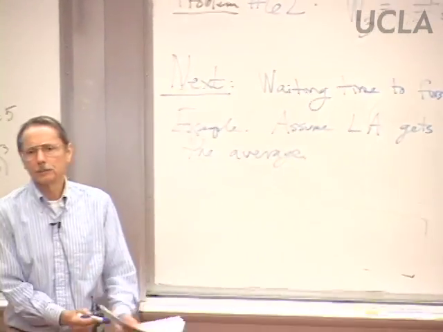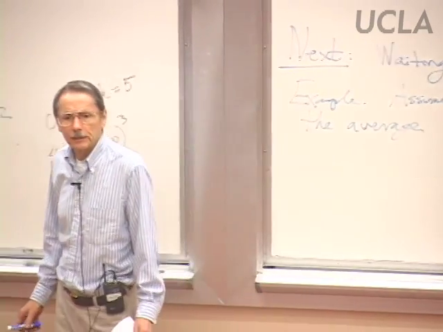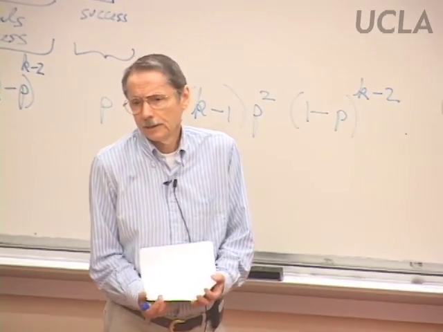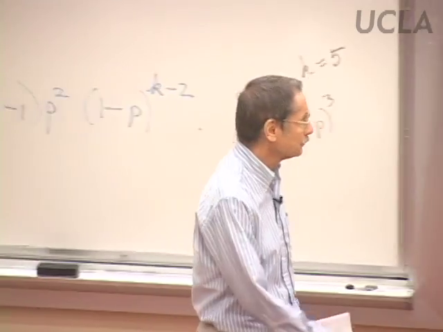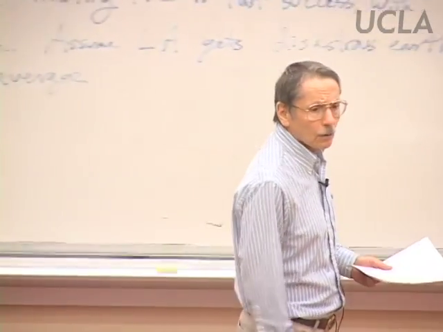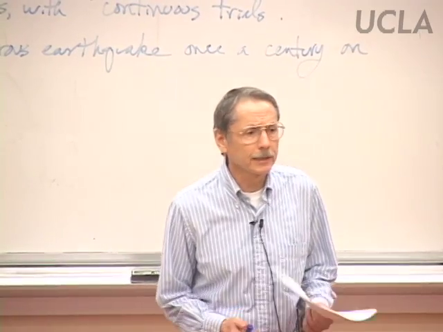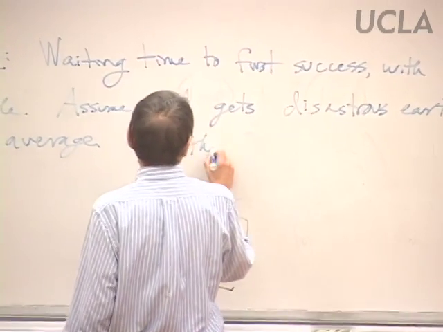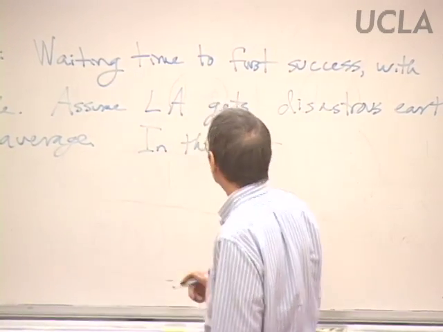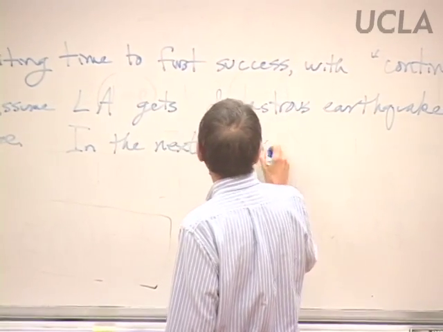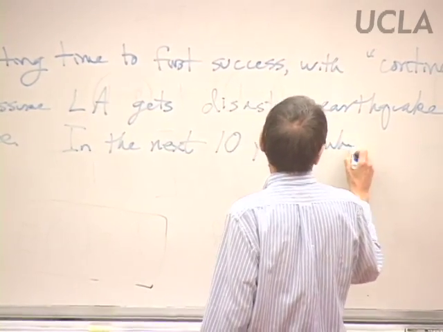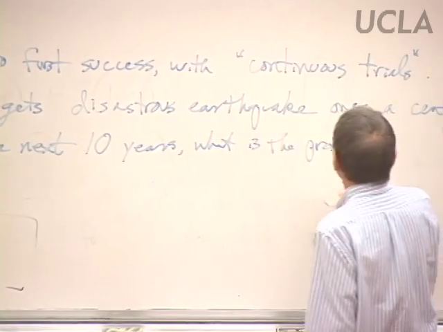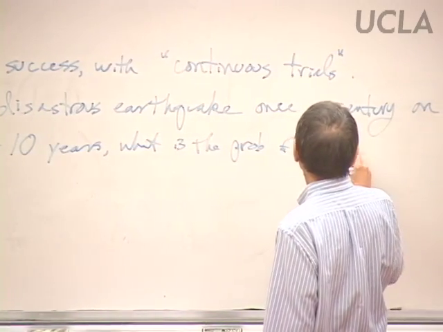Get an earthquake, I don't know, maybe 7.0 or something, which would be a disaster. The Northridge earthquake, for comparison, was 6.7, and that extra 0.3 makes a big difference. Well, we're interested in what's going to happen in the next 10 years. We don't know for sure, but what's the probability of one of these disasters?